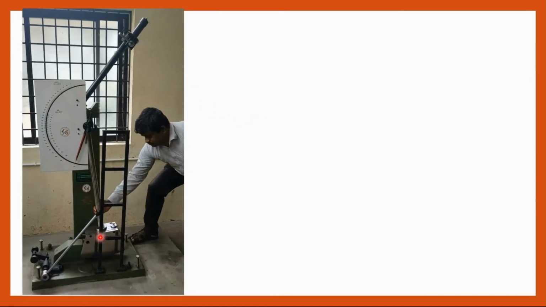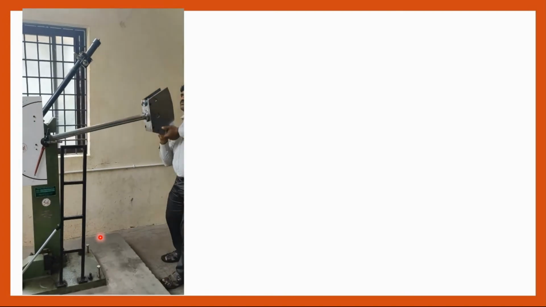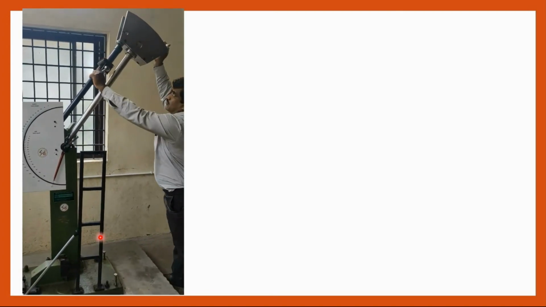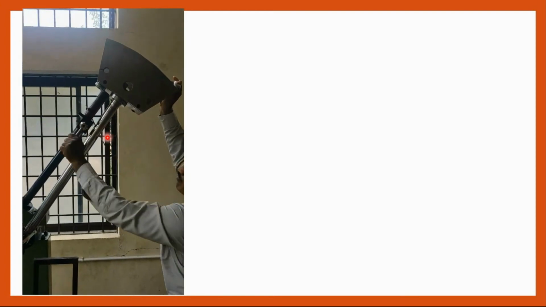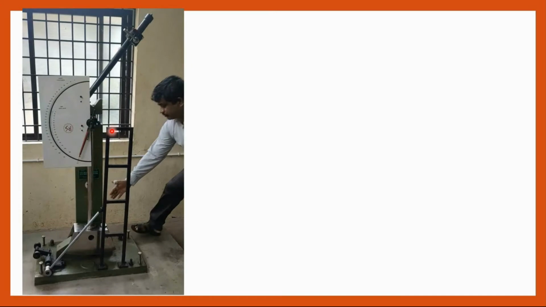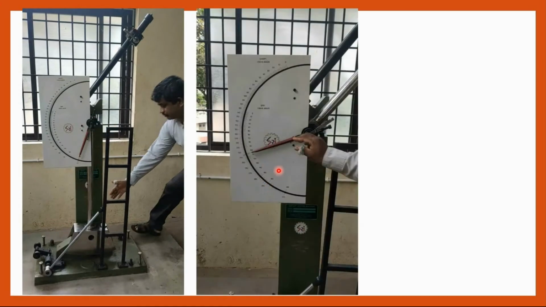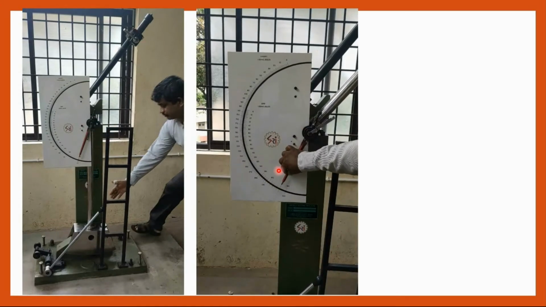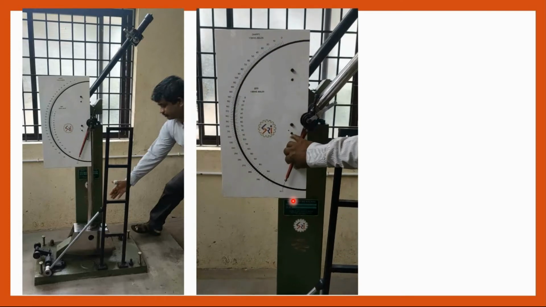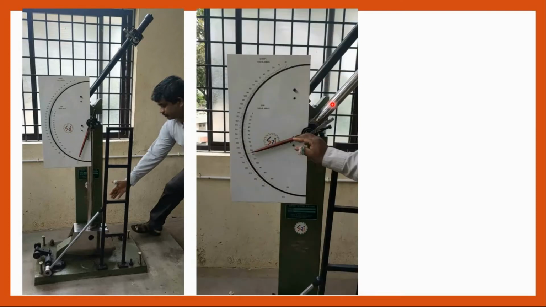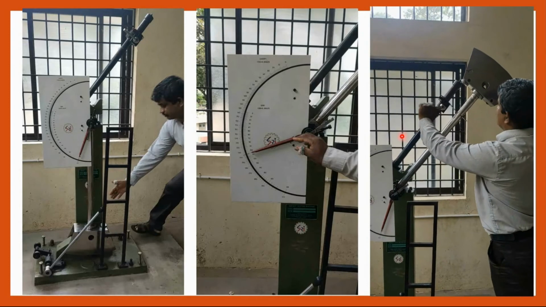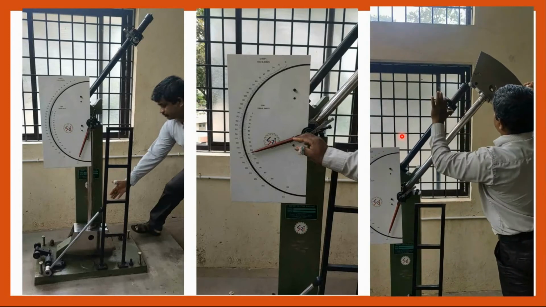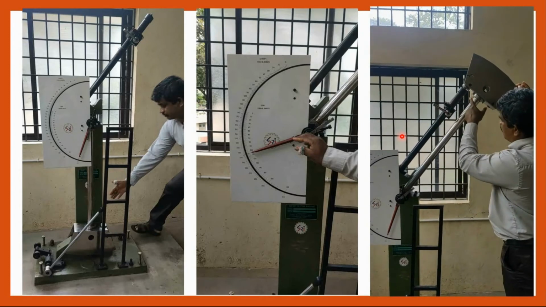Now we need to place the hammer and lock it in the pendulum. Now I am going to lock it with the pendulum. After locking that, we need to place the pointer at the position of 300 joules. It means the hammer now has a potential energy of 300 joules. After that, release that lock and attach the hammer to the pendulum.